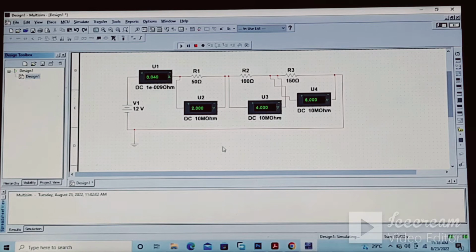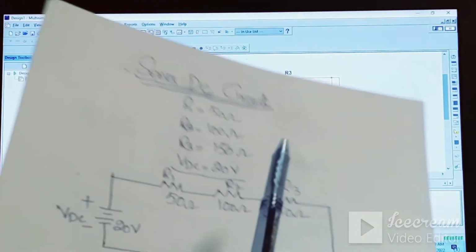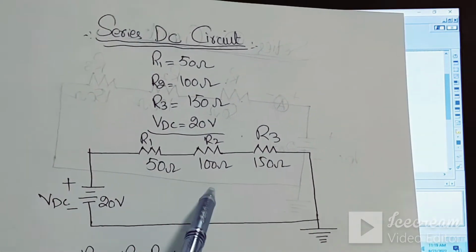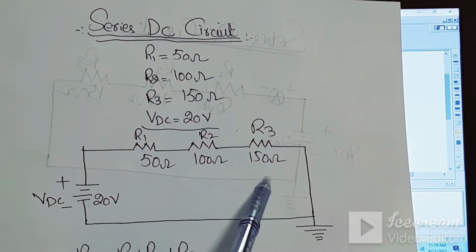We can also verify these results through mathematical formulas by applying Ohm's law, which is I equal to V over R. See this calculation. Here the total current is 0.04 ampere. So let us validate this result through the formula. Now this is the circuit, and you can see R1 is 50 ohm, R2 is 100 ohm, and R3 is 150 ohm.